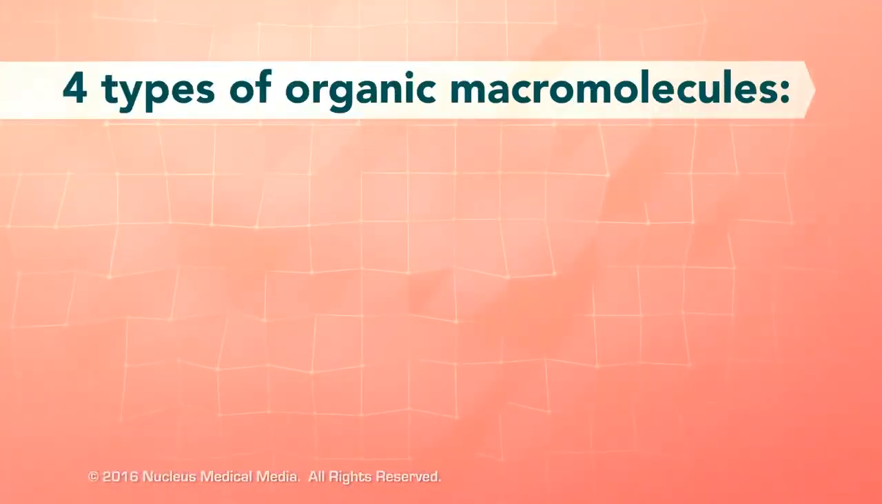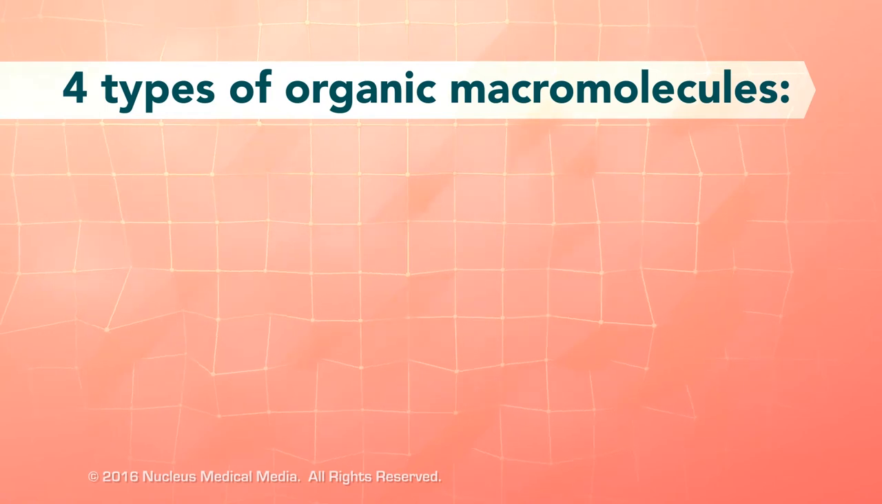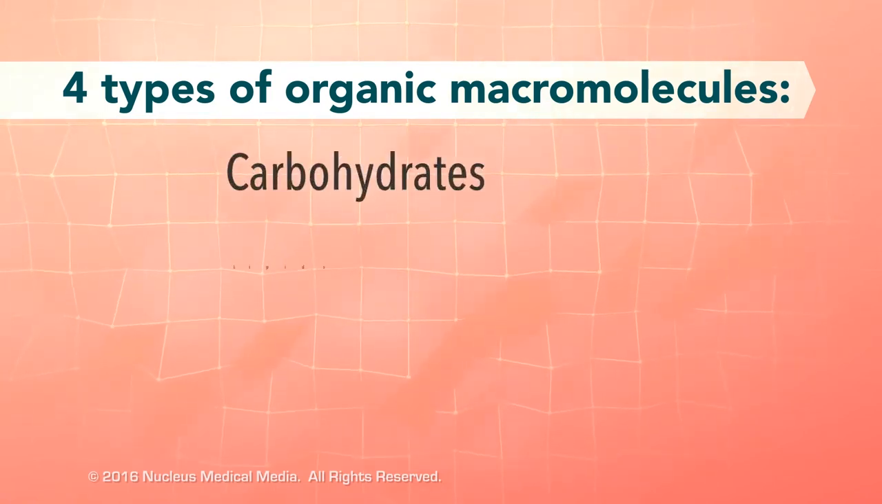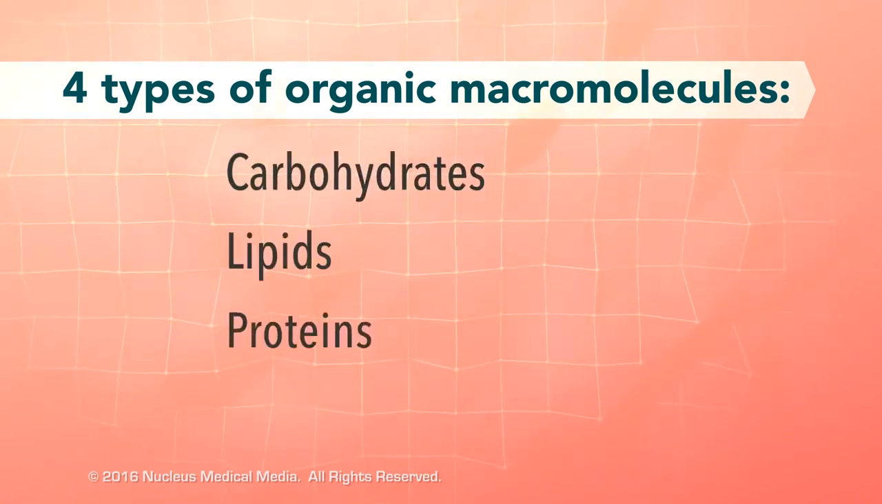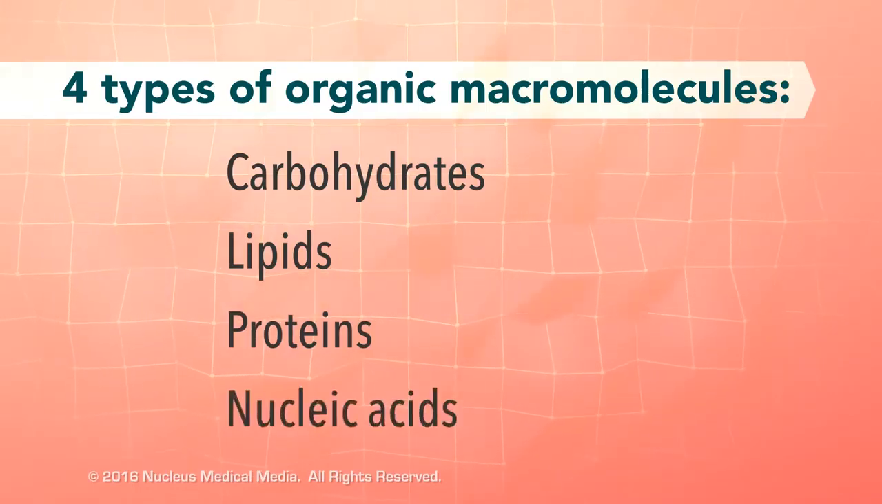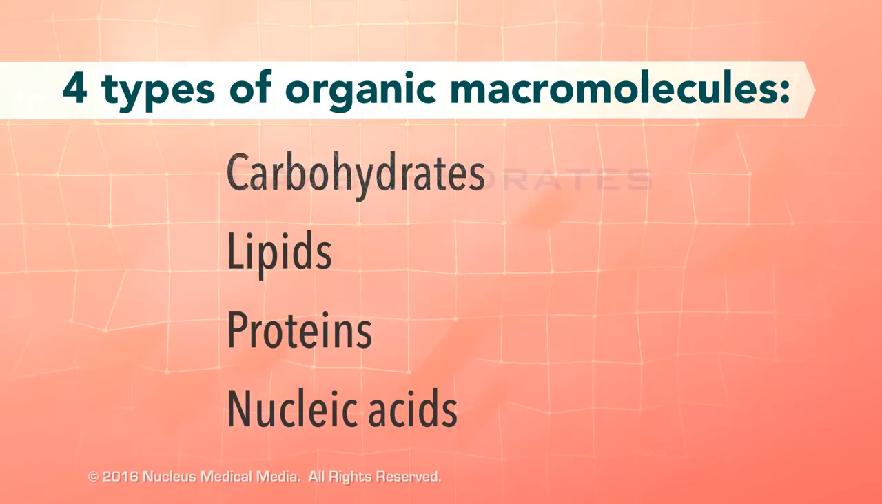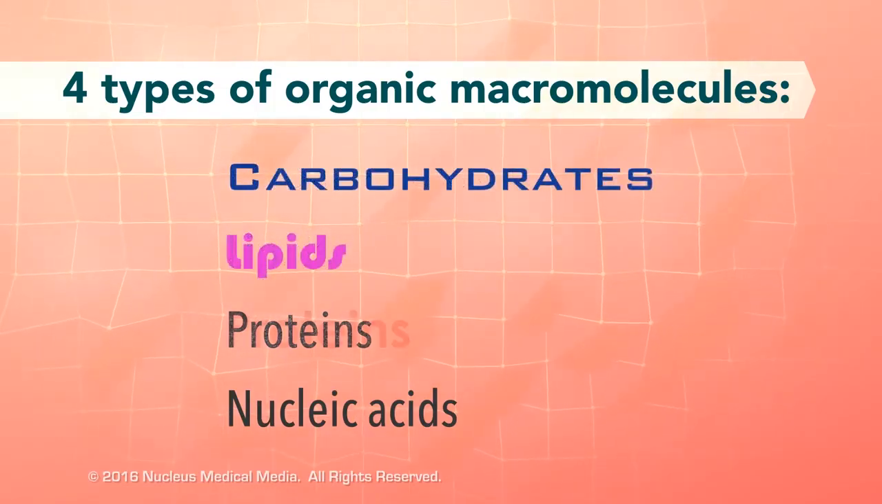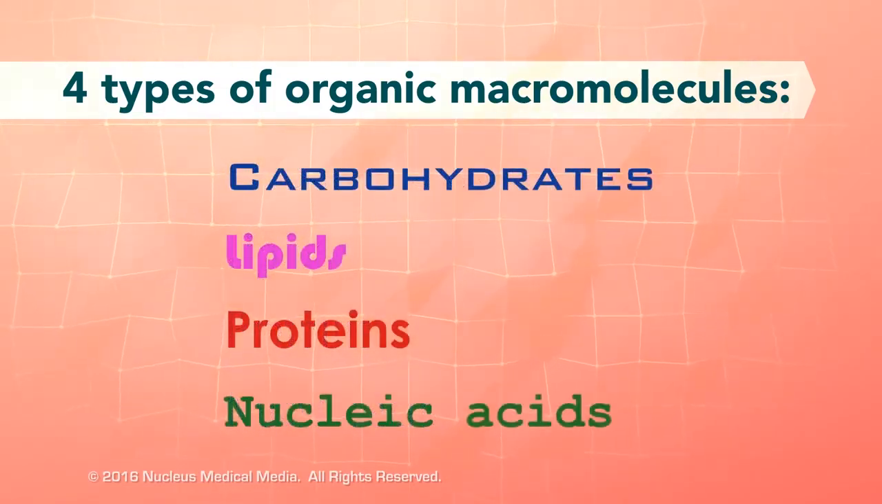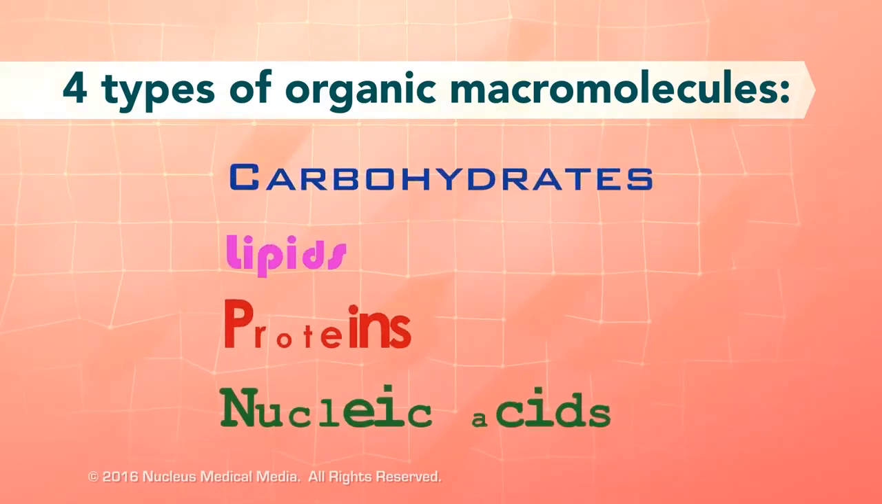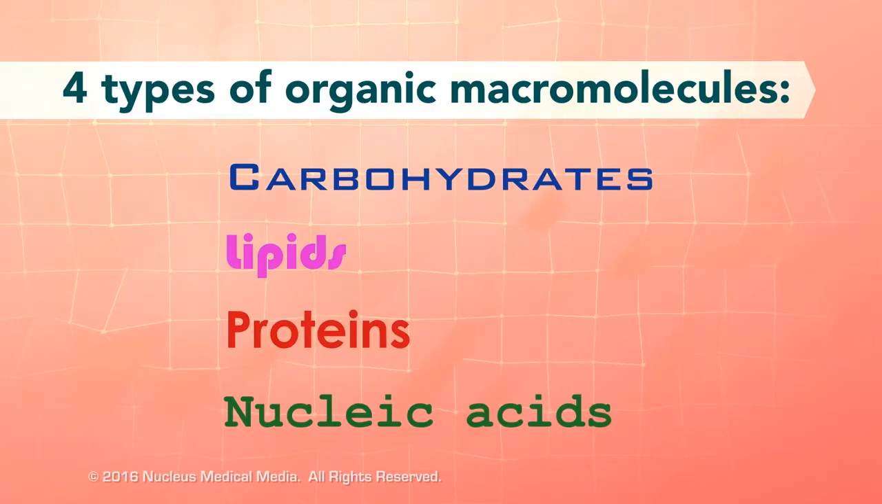The 4 types of organic macromolecules are carbohydrates, lipids, proteins, and nucleic acids. Although they are all very large molecules, each type of organic macromolecule is distinct and different from the others. We'll discuss these 4 types of macromolecules in more detail separately.